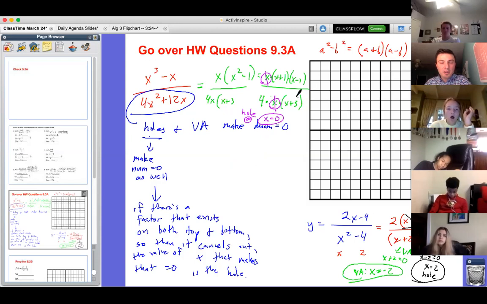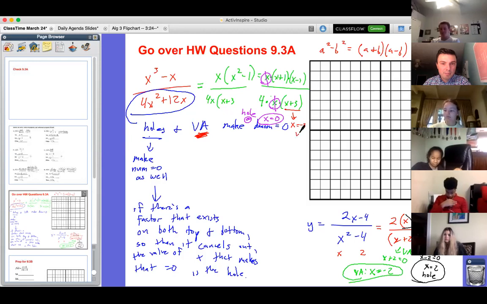Are there any other things in the denominator that we could set equal to 0? Yes, we sure do. We got this x plus 3. What's that going to make? The vertical asymptote. The stuff that doesn't get canceled out that remains in the denominator is our vertical asymptote. So it's going to be x equals -3, right? We got a vertical asymptote at x equals -3 and a hole at x equals 0.